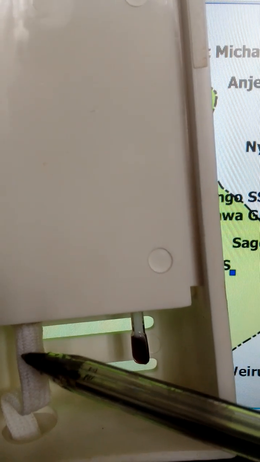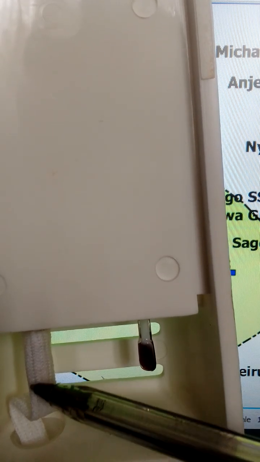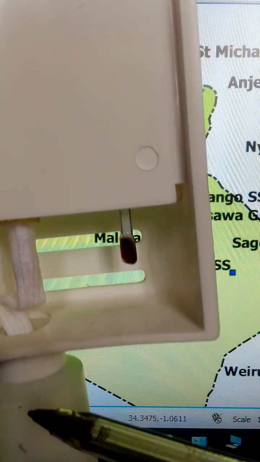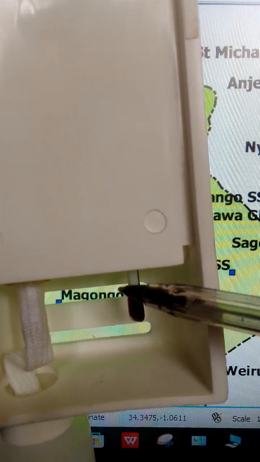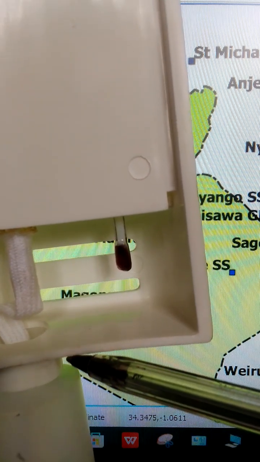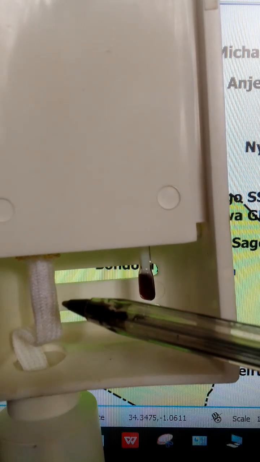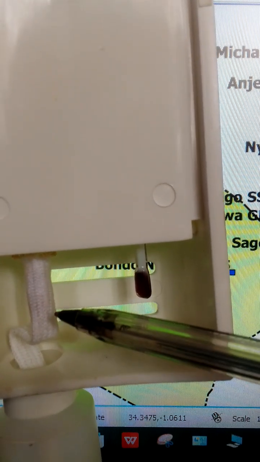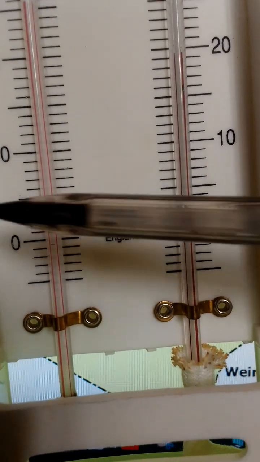So at the wet bulb, we tie or we wrap a muslin cloth with a wick that is immersed in distilled water. Okay? So what happens is that water in this container rises by capillarity along the wick and evaporates. That evaporation causes cooling around the wet bulb. So the wet bulb records a lower temperature. In most cases, it records a lower temperature than the dry bulb.